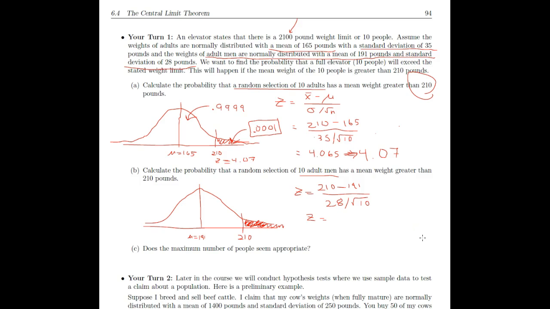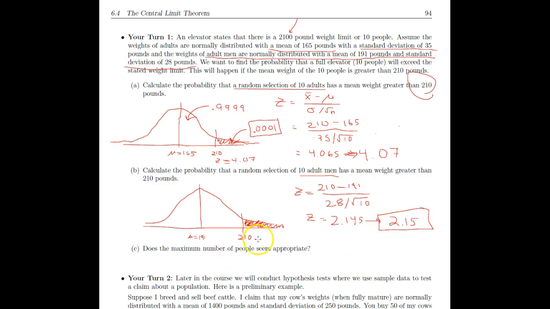So, again, we want to put this into our calculator. 210 minus 191 divided by 28 divided by square root of 10. And I am getting for an answer 2.14 or 145, which we would want to round to 2.15. All right. So that's our z-score.